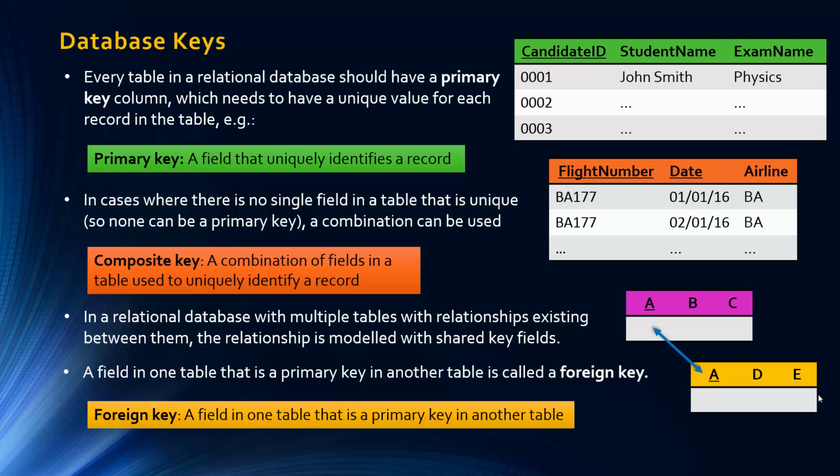Whereas if we're looking at the yellow table, this is our primary key and it's linked to a foreign key. So it's kind of about perspective in this case.